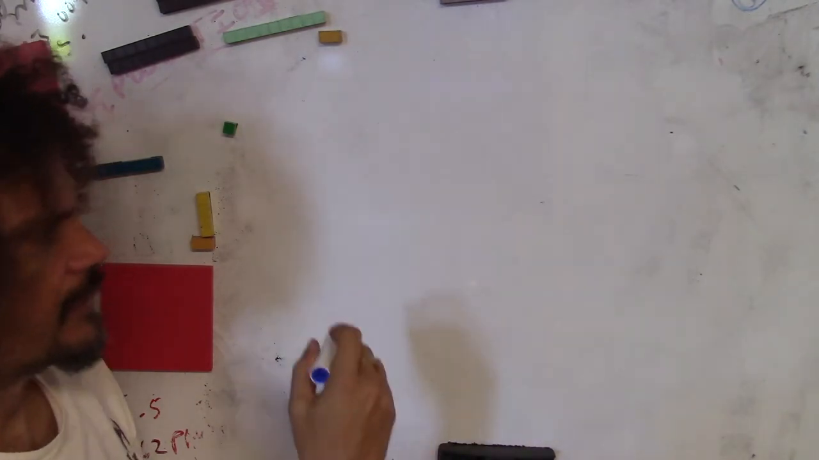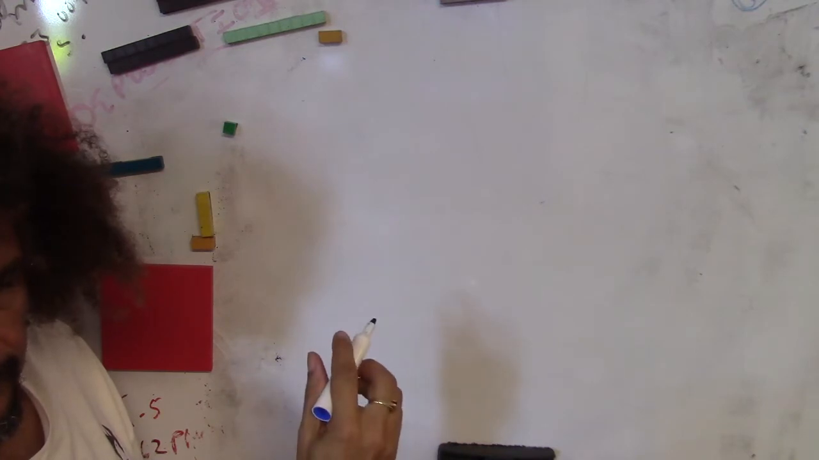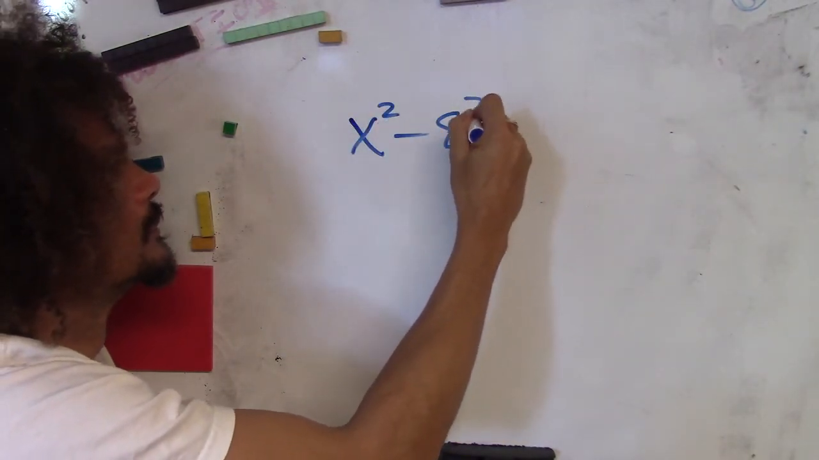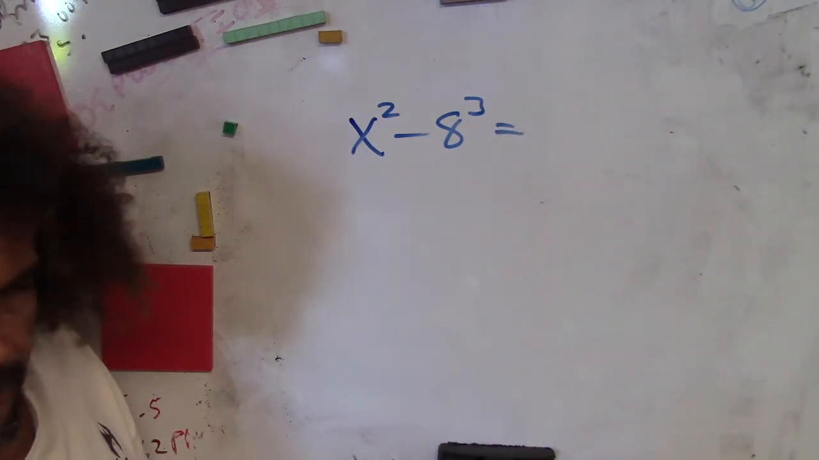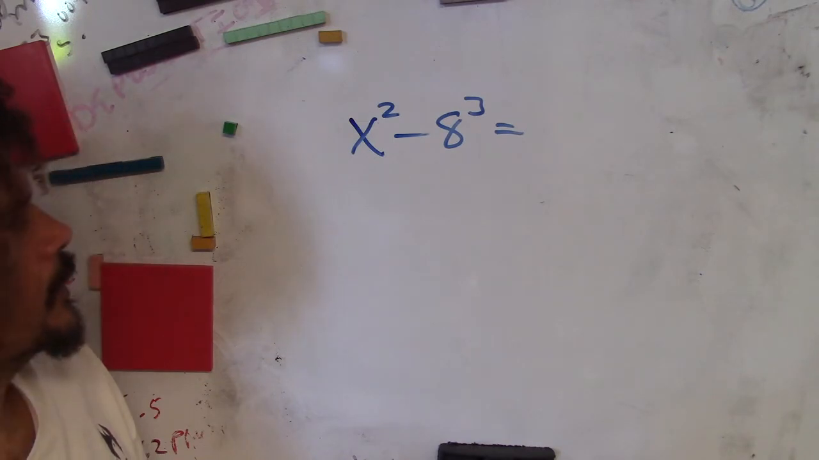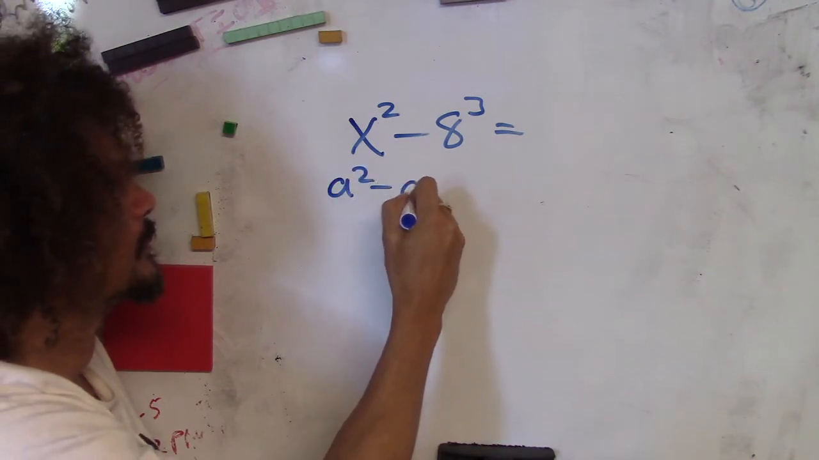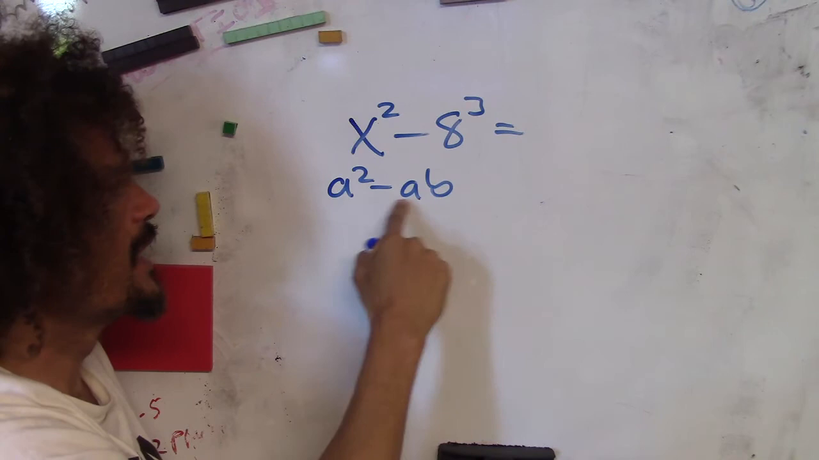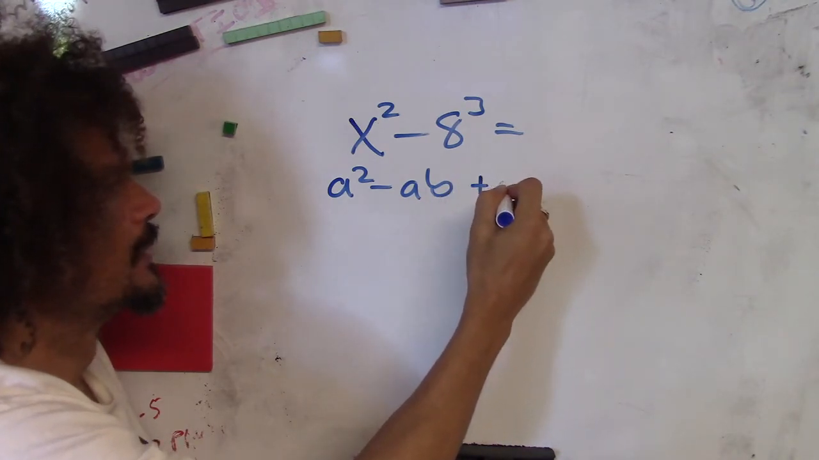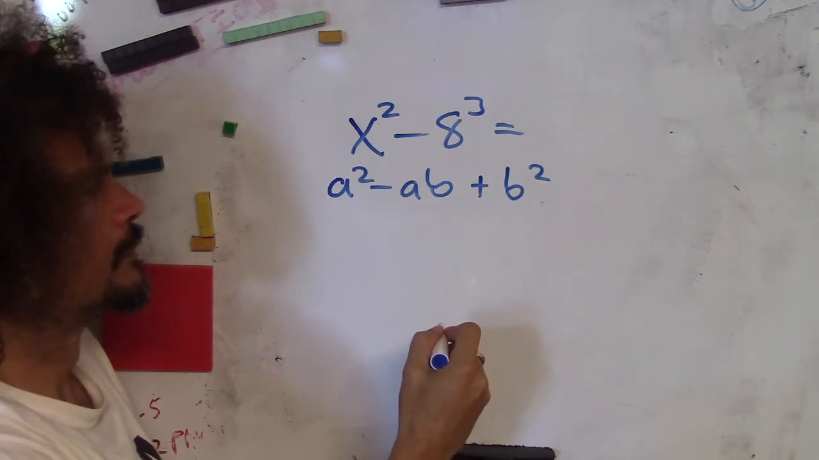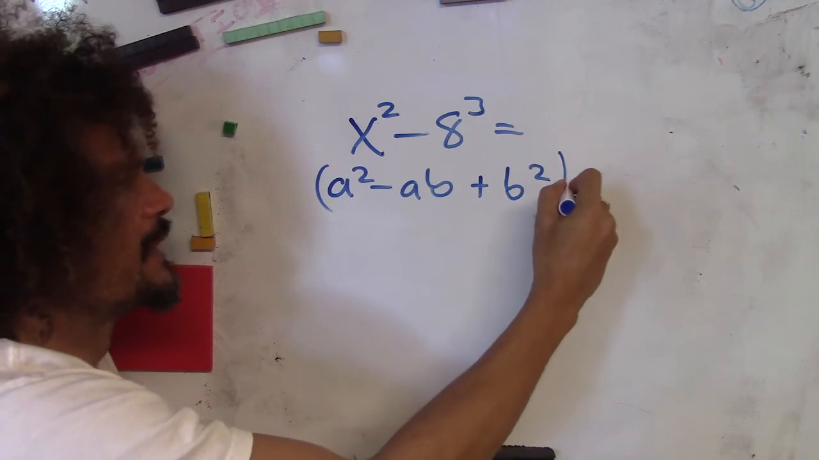So if you have... Go ahead. You gave me x cubed minus 8 cubed. Sure. And you said that was the formula, so I looked up the formula for difference of two cubes, and it said a squared minus ab plus b squared, times a minus b. One more time? A squared minus ab plus b squared, multiplied times a minus b?